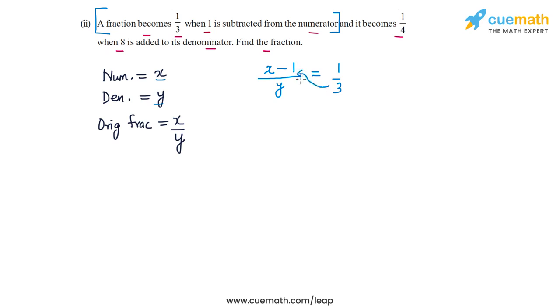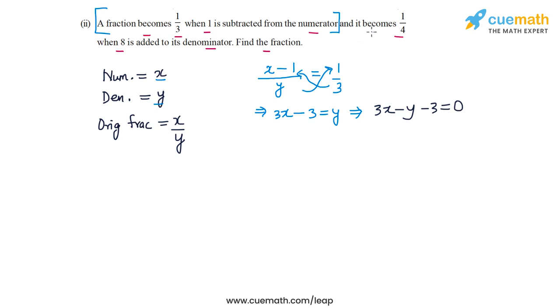So let's cross multiply and write it in the standard form. So we get 3x minus 3 is equal to y, and I can write this as 3x minus y minus 3 is equal to 0. So this is the first equation that we get in x and y.